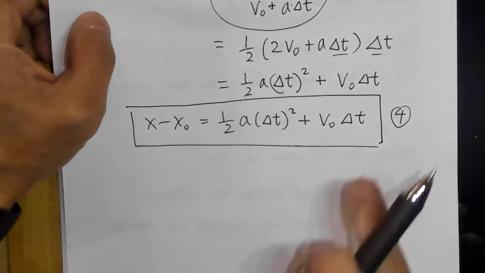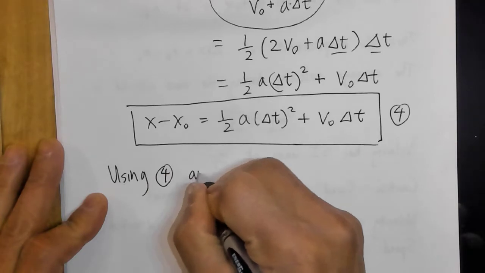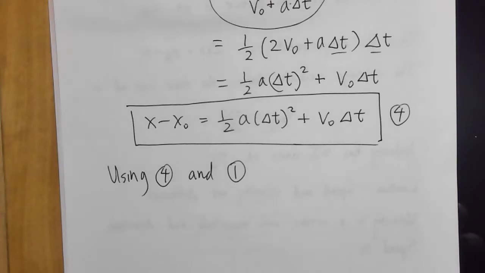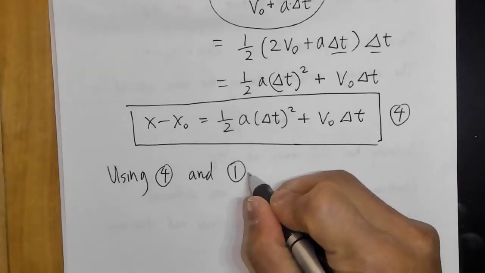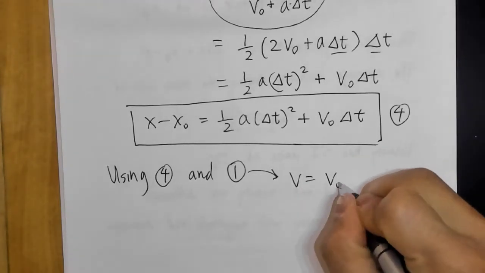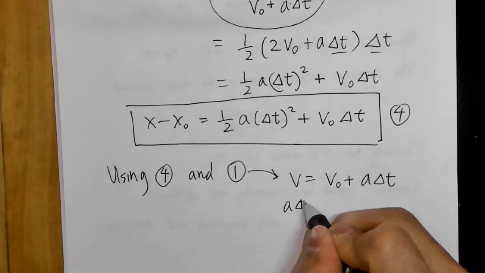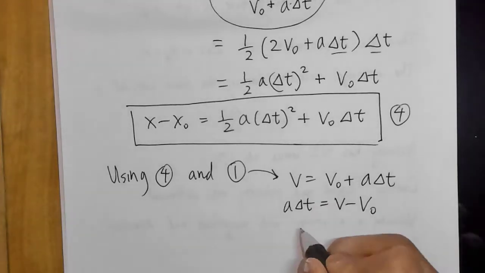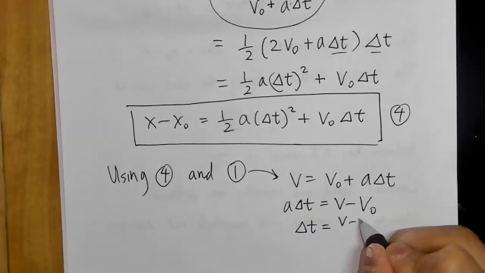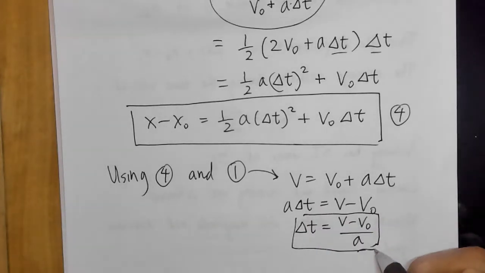Okay, so now what we're going to do is consider this one. We take number 4 and number 1 again. Number 1 is v is equal to v0 plus a delta t. But what I'm going to do with number 1 is massage it a little bit so it's in a different form. So v is equal to v0 plus a delta t is number 1. But I want to write it as a delta t is equal to v minus v0. Okay, solve for delta t. So delta t will be v minus v0 over a. This is the reworked version of number 1, which is the thing I'm going to use.